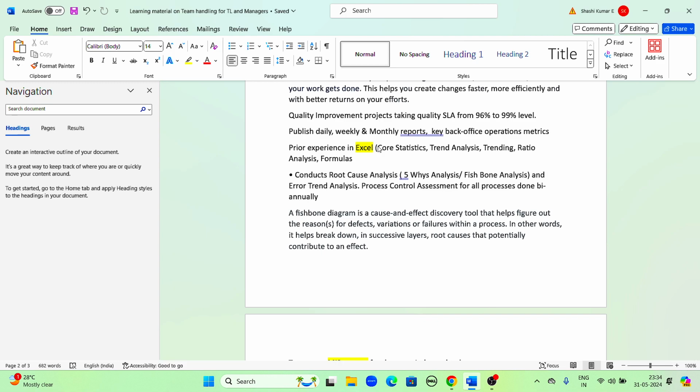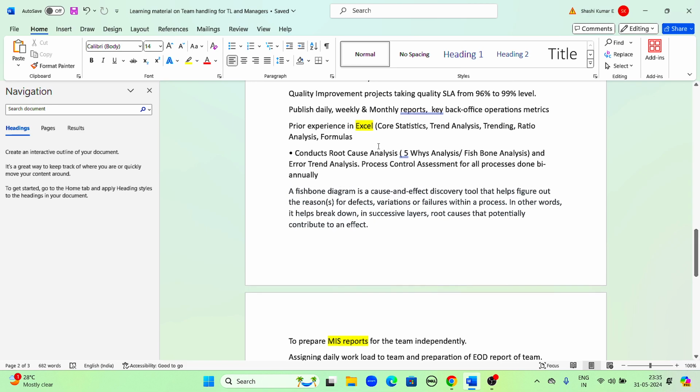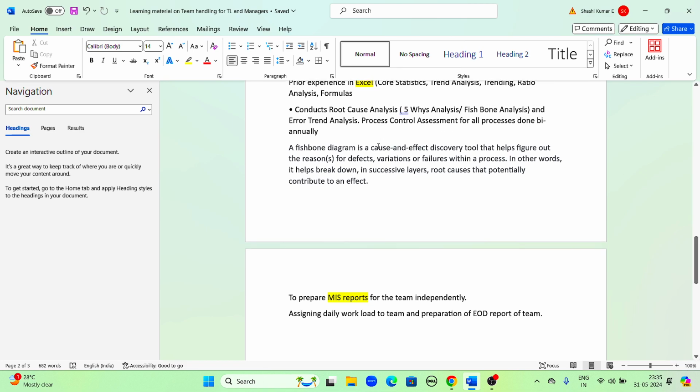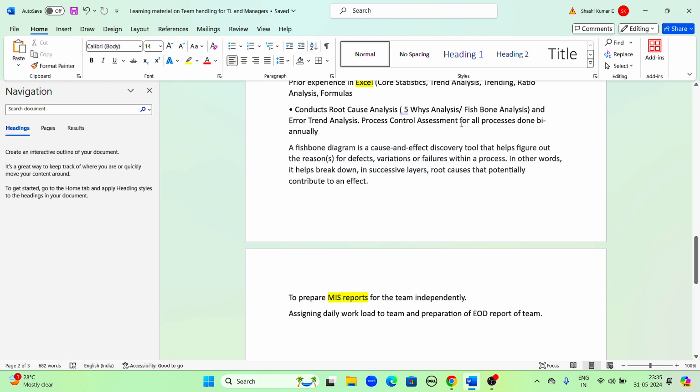So definitely any person will try to improve or get to know more in any company. Additional training should be given, and conduct root cause analysis, okay, RCA, which we already discussed. And there is one more called fishbone analysis also, which comes in quality, or error trend analysis, process control assessment for all the processes done biannually.